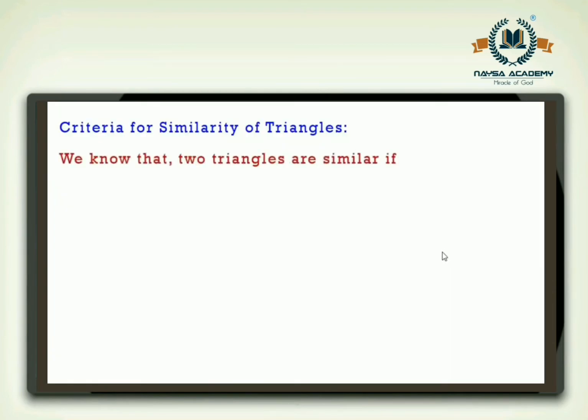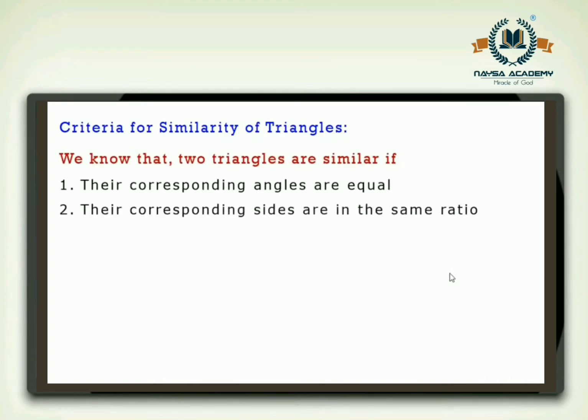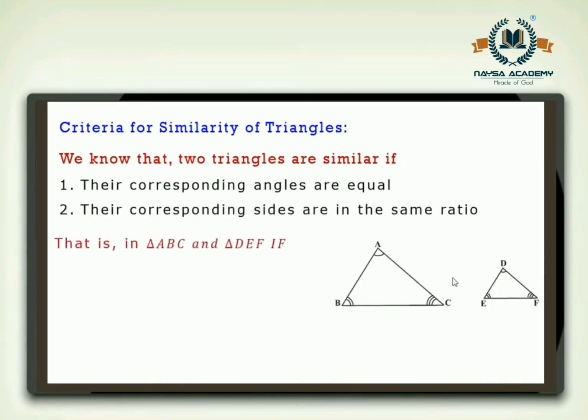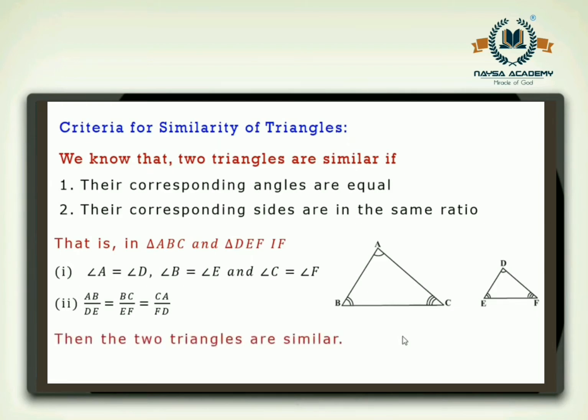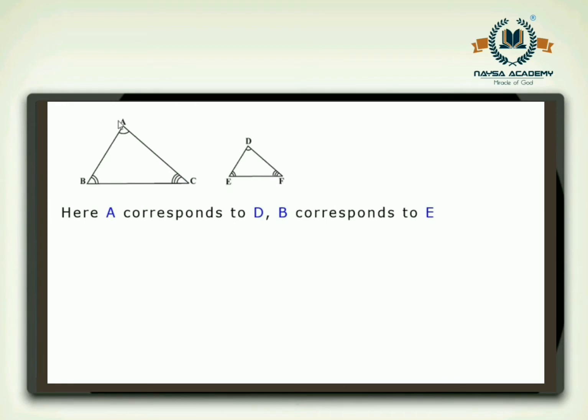We know that two triangles are similar if their corresponding angles are equal and their corresponding sides are in the same ratio. That is, in triangle ABC and DEF, if angle A equals D, angle B equals E and angle C equals F, and the ratio of AB to DE equals BC upon EF equals CA upon FD, then the two triangles are similar. Here A corresponds to D, B corresponds to E and C corresponds to F.